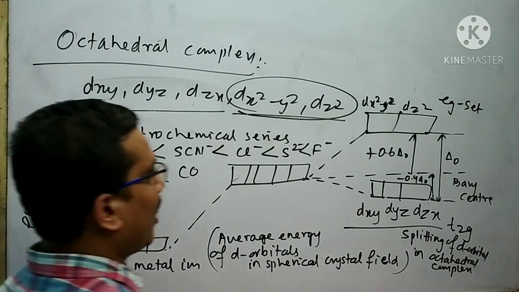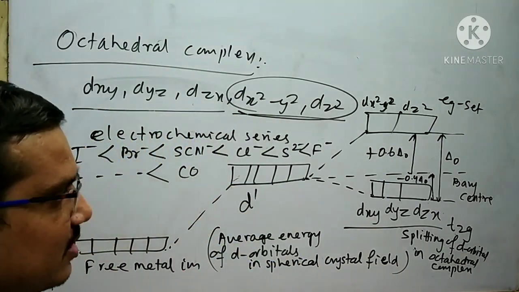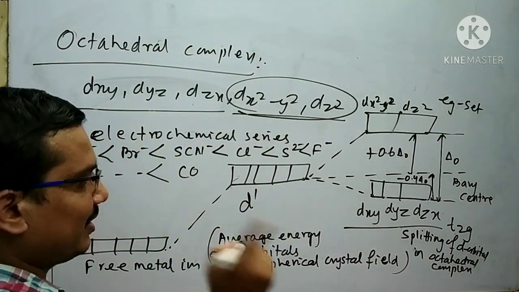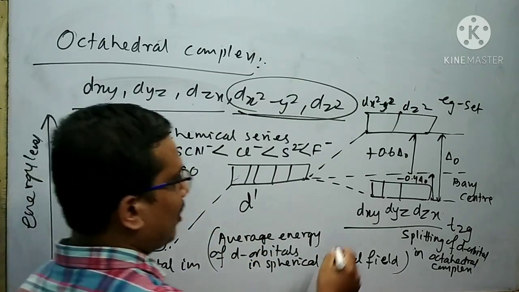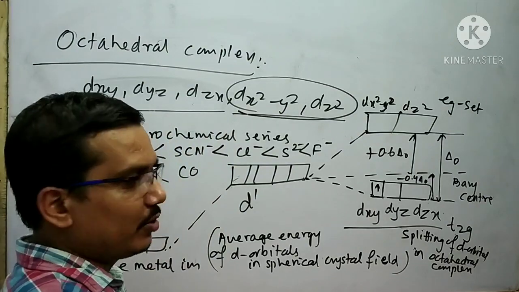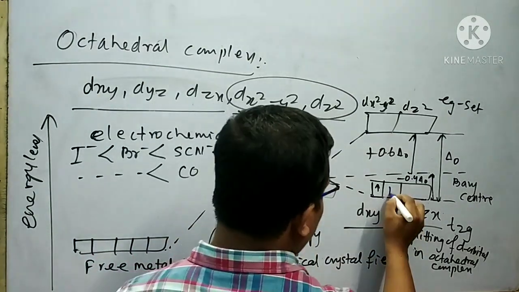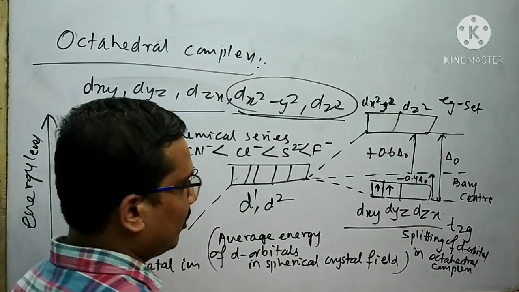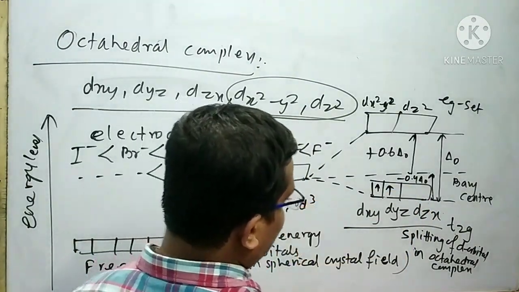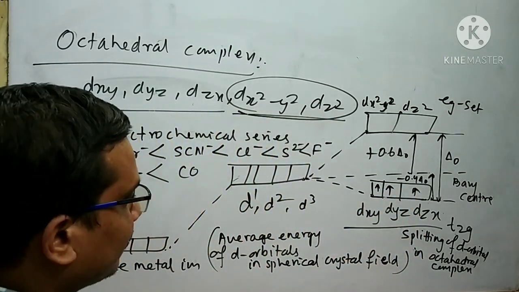Suppose I want to draw the d1 electronic configuration, that means one electron is present in the d orbital, then it is bound to give one electron here. Suppose I want to draw the d2 electronic configuration, then I can write another electron here. For the d3 electronic configuration, I can write this electronic configuration.